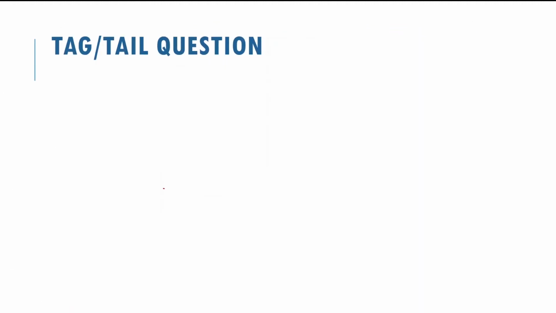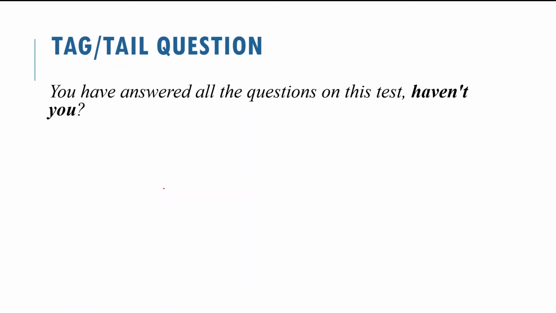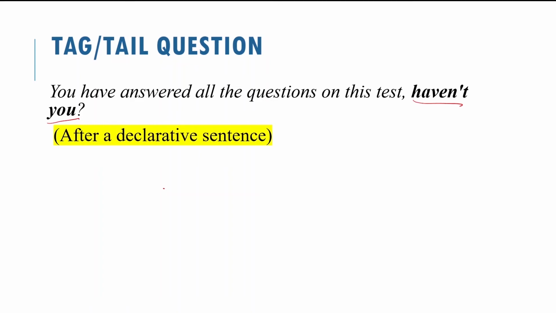In some cases, a question fragment is added onto the end of a declarative sentence. This fragment is called a tag or a tail question. Let's look at some examples. You have answered all the questions on this test, haven't you? This haven't you is a tag or a tail question which is coming after a declarative sentence.